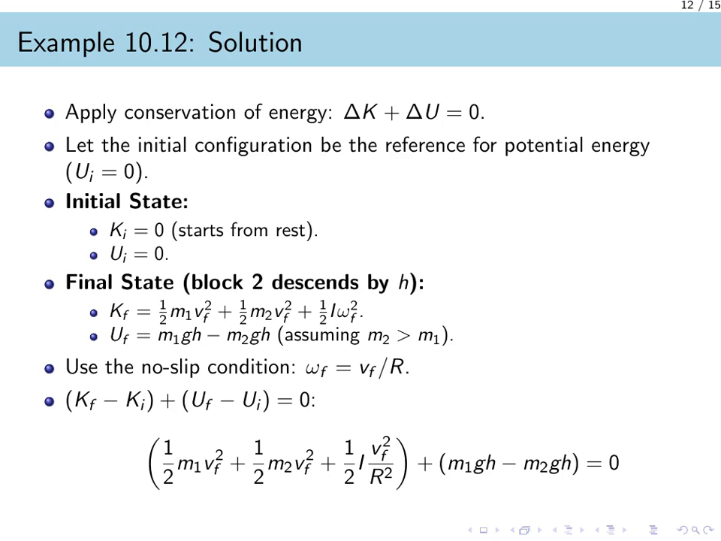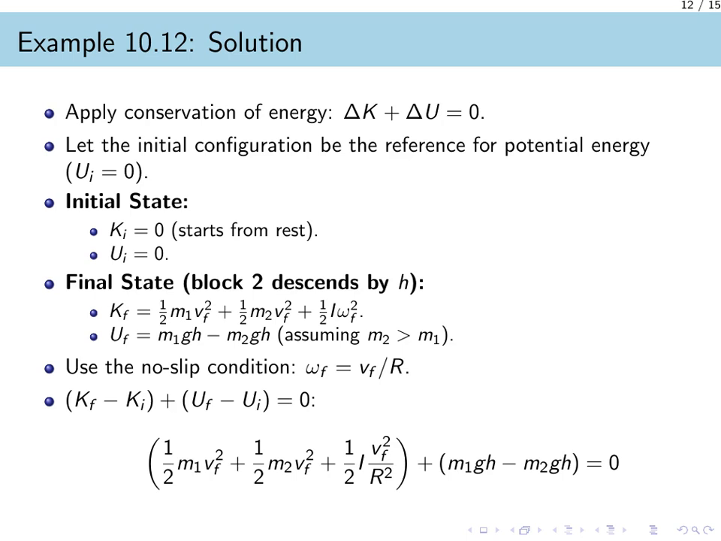We will solve this problem by applying the principle of conservation of energy, which states that the change in kinetic energy plus the change in potential energy must equal 0 for an isolated system. First, let us analyze the initial state of the system. Because everything starts from rest, the initial kinetic energy is 0. We can also conveniently define the initial gravitational potential energy to be 0 at this starting configuration.